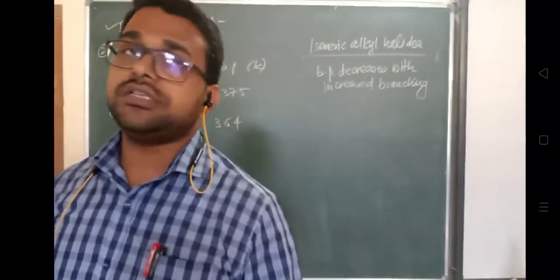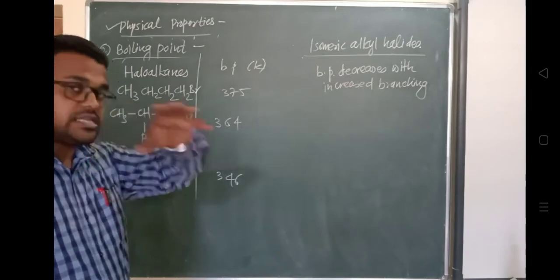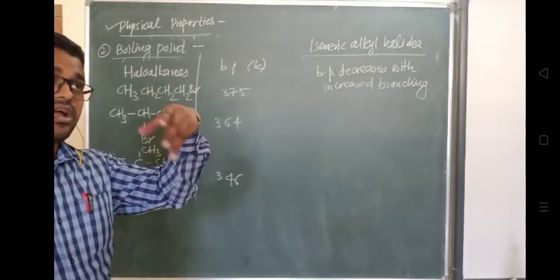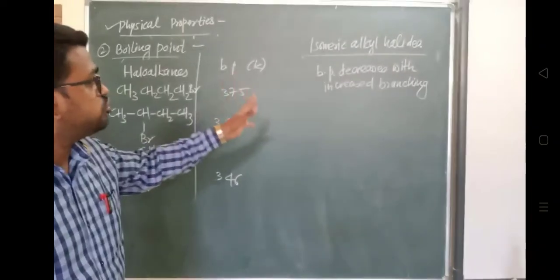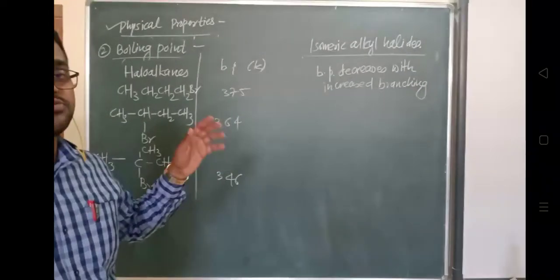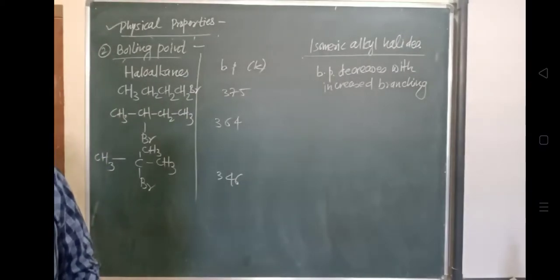So we have seen that from fluorine to iodine the boiling point increases, and in the case of isomeric alkyl halides, the boiling point decreases with increase in branching. The more branching there is, the more it decreases.